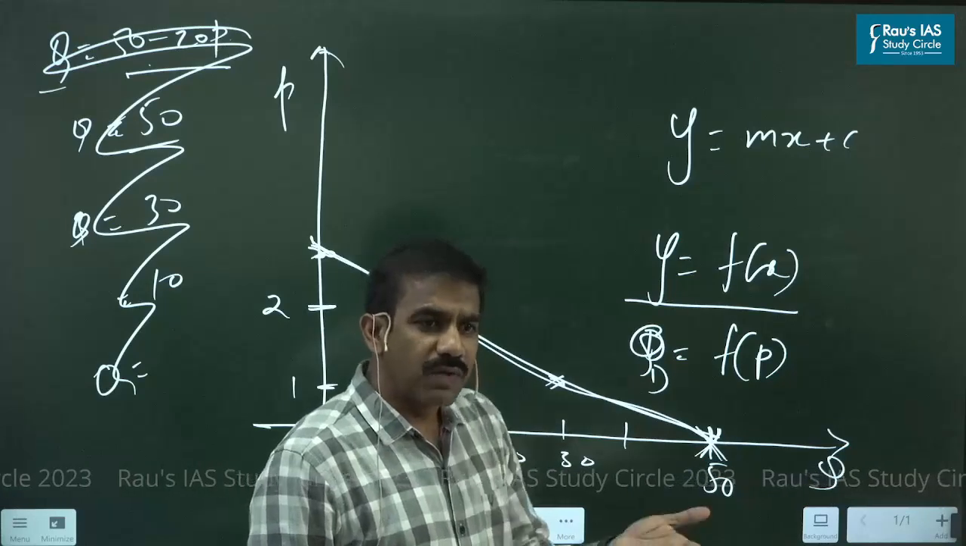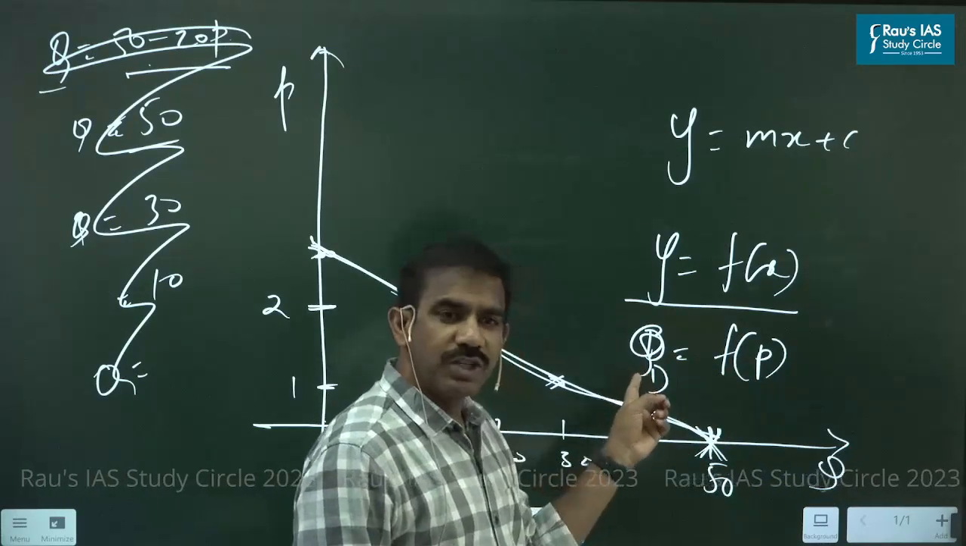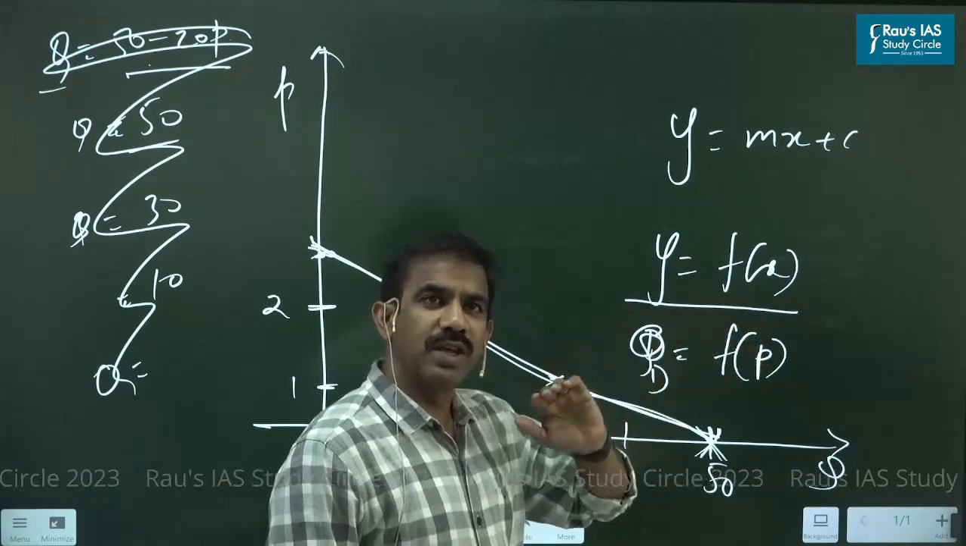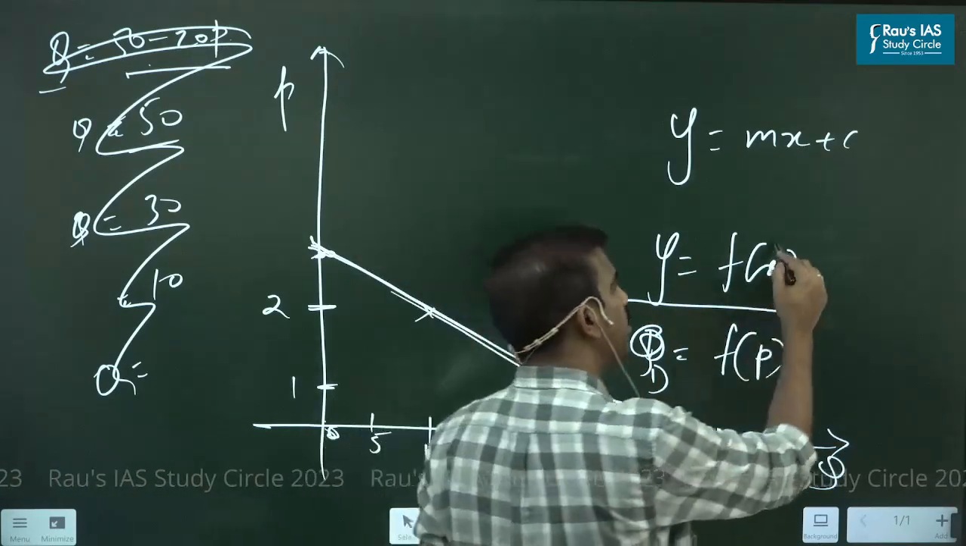Just now we concluded that a change in price influences a change in demand. So when I write y equals f of x, what I'm saying is that x is generally said to be an independent variable.